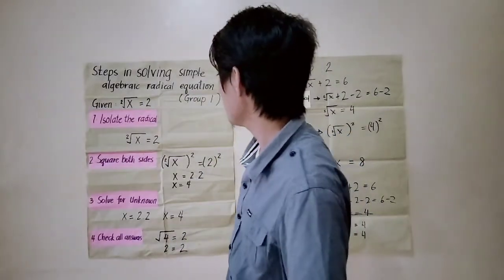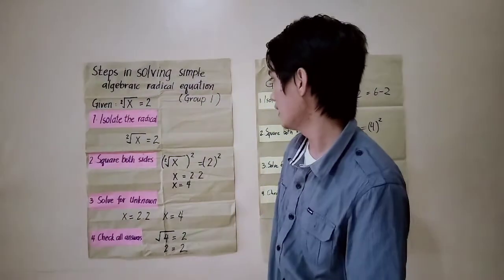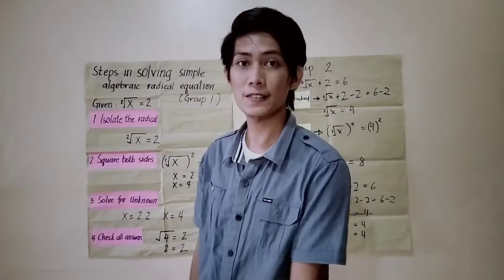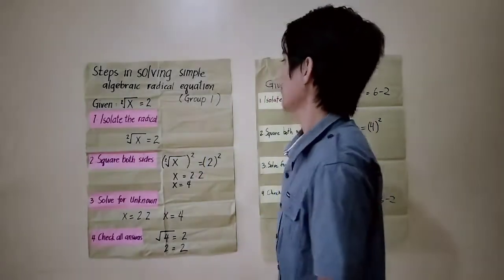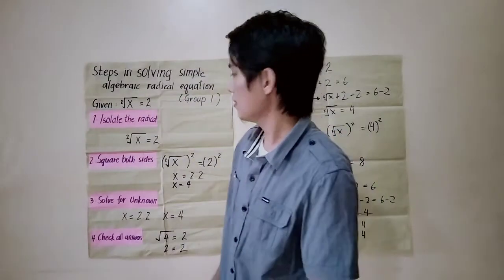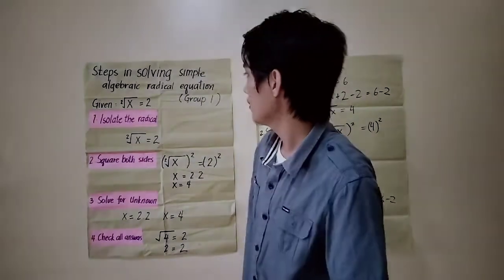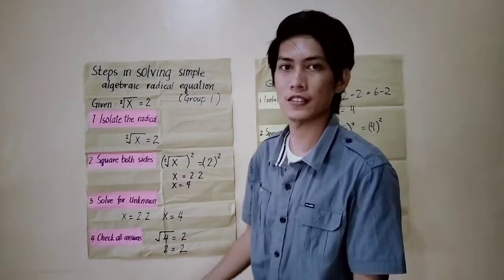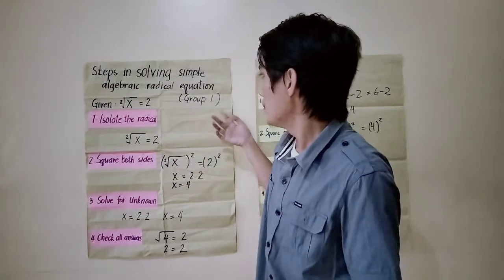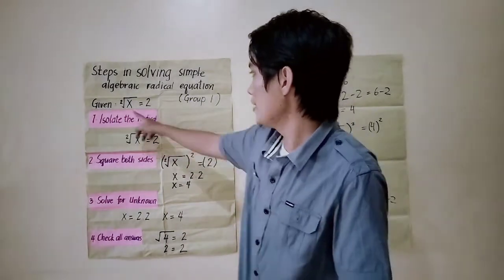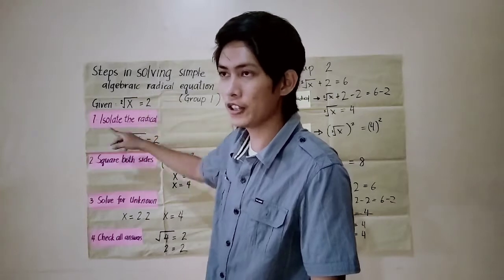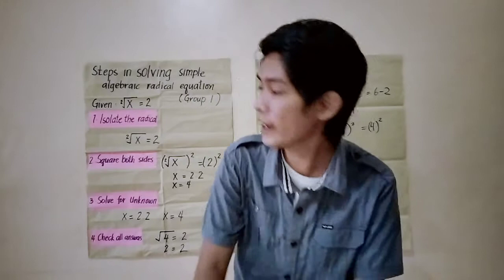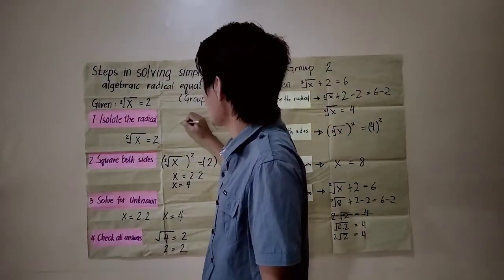So first, isolate the radical. Were the group 1 able to isolate the radical? Yes. So why is the given same to step 1? Or vice versa, why is step 1 same to the given? Because the given is already isolated, so there's no need to isolate more. So group 1 got their step 1 correct.